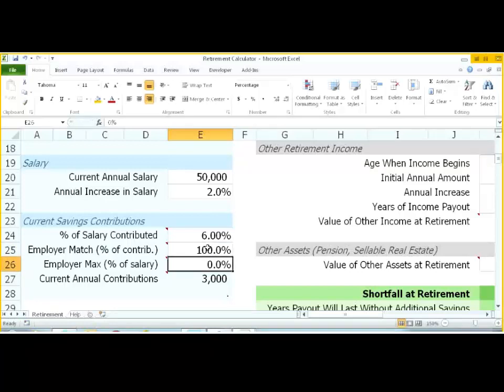6% you would contribute, and 6% the company would contribute. And there's some maximum that the employer will match. So what this is saying is, what percent of it am I saving, and what's the maximum that the employer matches? In this case, it's 6%.